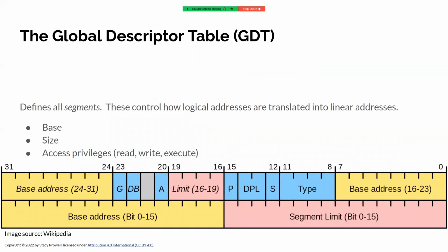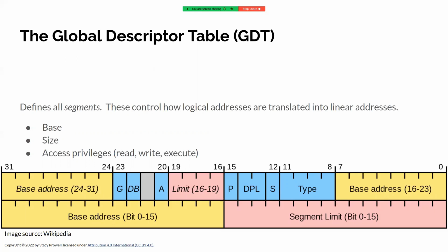All right, enough of that. What's in the global descriptor table? Is there anything good in there? Something worthwhile? Should I be trying to hack the GDT? Well, in the 32-bit world, sure, go crazy. In the 64-bit world, maybe not as much. The global descriptor table defines segments, and it basically controls how logical addresses get translated into linear addresses or actual physical addresses. And the entries consist of a base, a size, and associated access privileges.